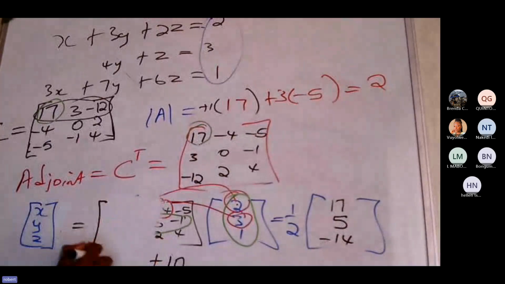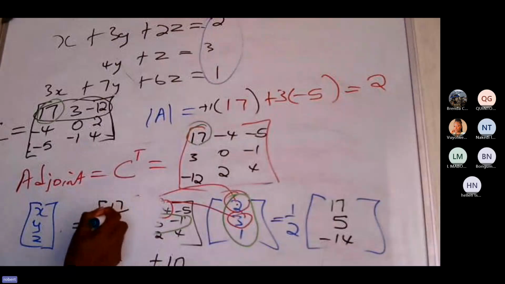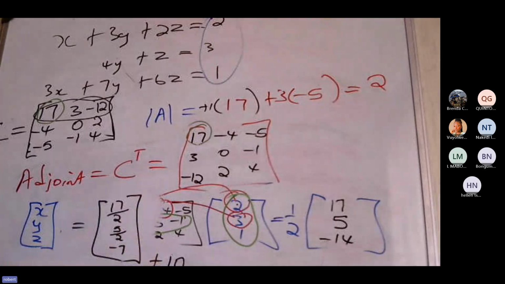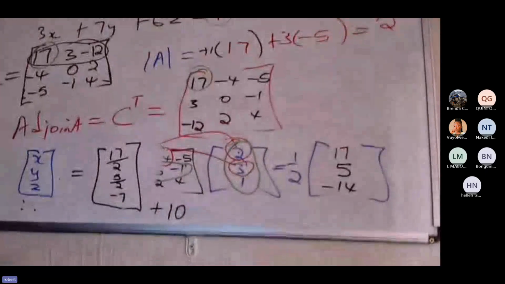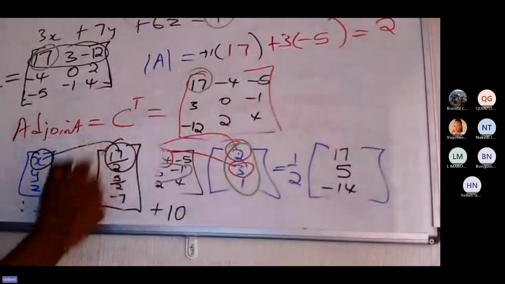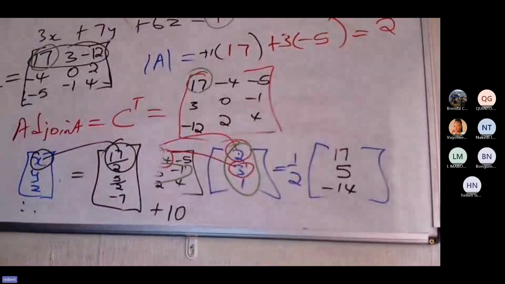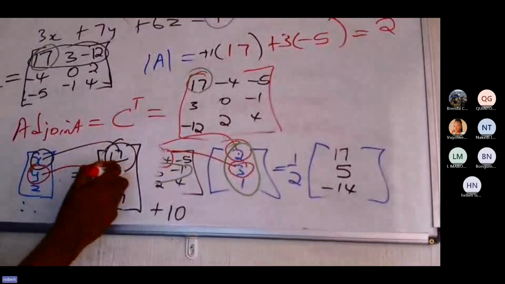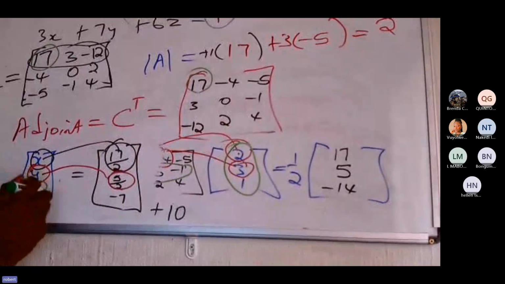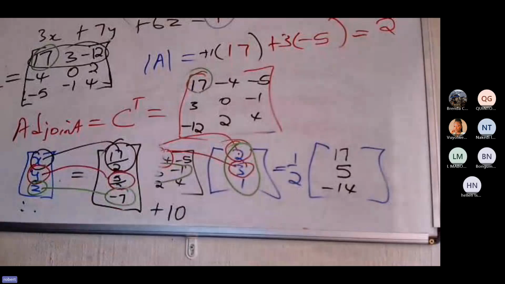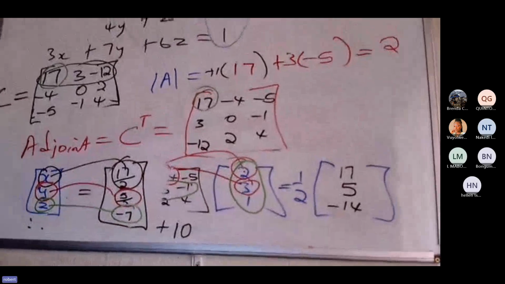Therefore, at the end here, it will now be 17 over 2, 5 over 2, minus 7. Then from there, you conclude. What is x? X is 17 over 2. And what is y? Y is 5 over 2. And what is z? Z is equal to minus 7. Then you know you have solutions.